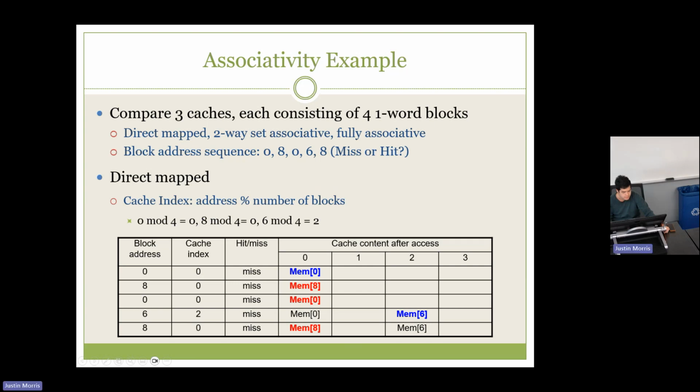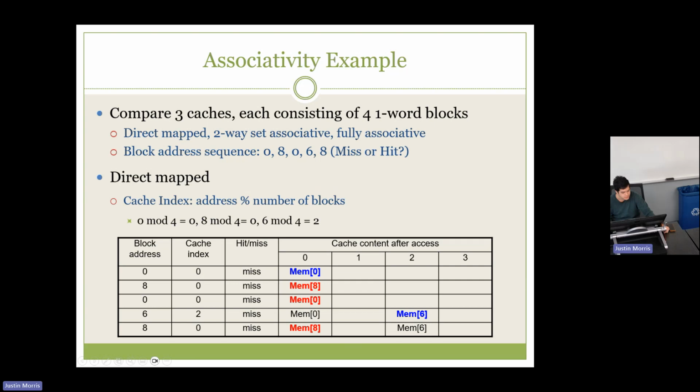So the first thing we try and access is block address 0. And from our equation up here, that is cache index 0. Right? And cache index 0 is initially empty. So we have a miss. And we're going to fill in cache index 0 with memory at block 0. Now we can see the rest of the cache is empty. These are our 4 entries: 0, 1, 2, 3.